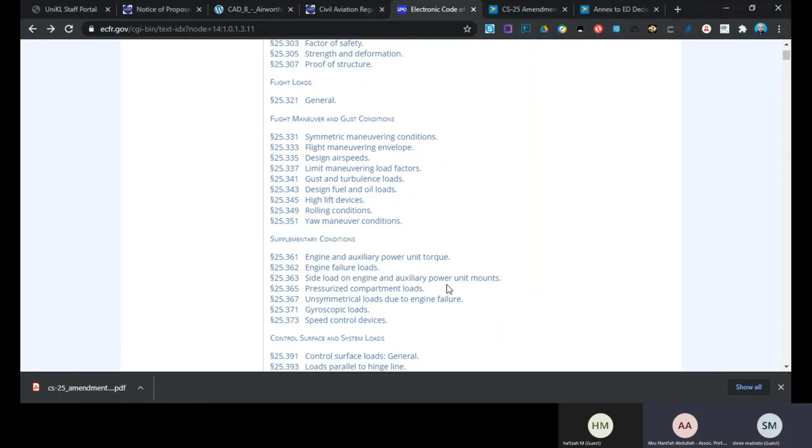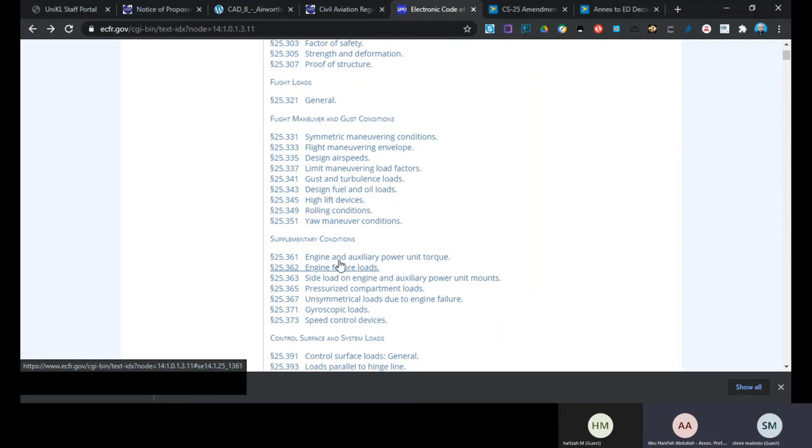Okay, now supplementary conditions. Engine, auxiliary power unit torque. As you start the engine, you produce torque. You need to consider the torque. Your engine mount, your wing structure must be designed to absorb that torque when you start the engine. Engine failure load. When the engine fails, the engine stops moving, or the disc ruptures and punctures the whole nacelle. So those are the things you need to consider.